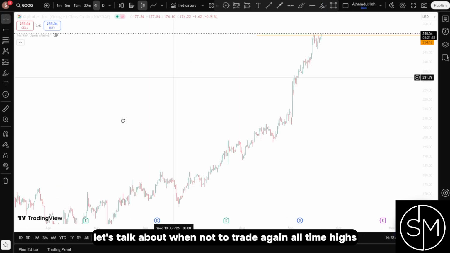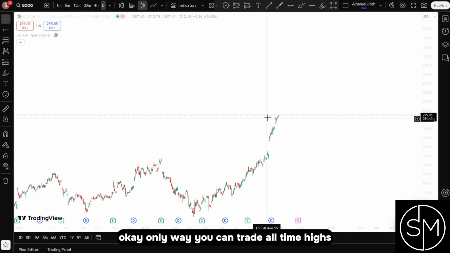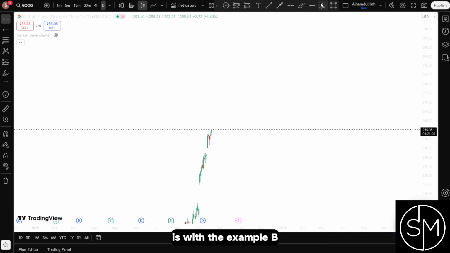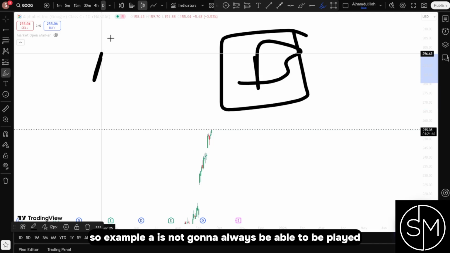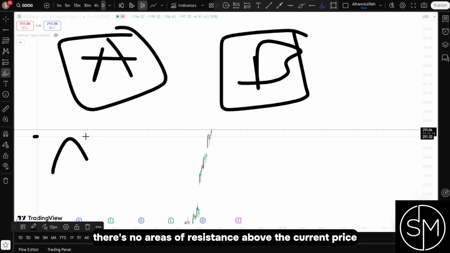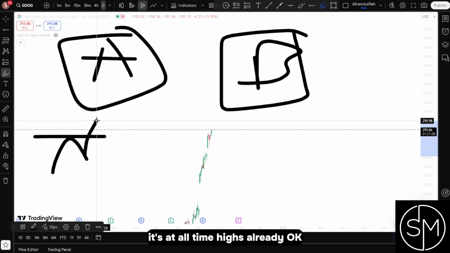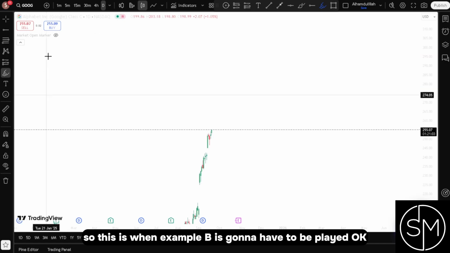Okay. Let's talk about when not to trade again. All-time highs. Okay. Only way you can trade all-time highs is with the example B. This is why trading is not going to always be linear. Okay. So example A is not going to always be able to be played. At all-time highs, there's no areas of resistance above the current price. It's at all-time highs already. Okay. So you can't do example A. So this is when example B is going to have to be played.